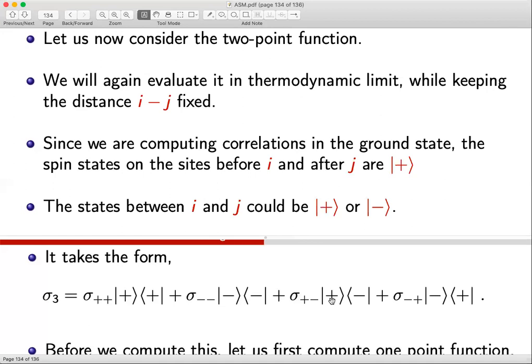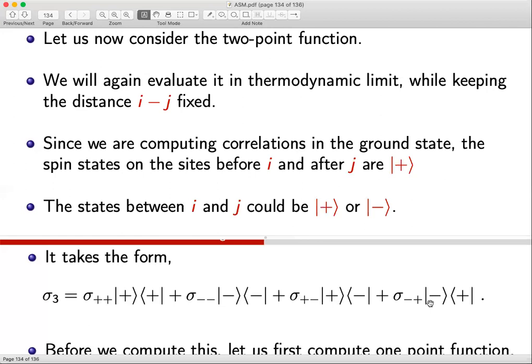At J, again, you encounter an off-diagonal matrix element. But this off-diagonal element sees a minus state on the left and a plus state on the right. So it has no choice but to have a state like this, which talks to a minus state on the left and a plus state on the right. Therefore, if I flips the spin state from plus to minus through sigma plus minus, then J has to flip that spin state back to plus through sigma minus plus.